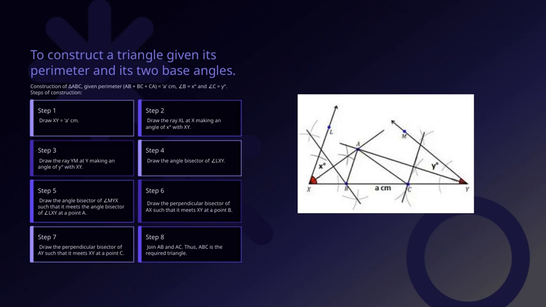Next, at point Y, I draw a ray YM that makes an angle of y degrees with XY. This helps us set the direction for one of our sides. Then, at point X, I draw another ray XL that makes an angle of x degrees with XY. This gives us the direction for the other side originating from X now.